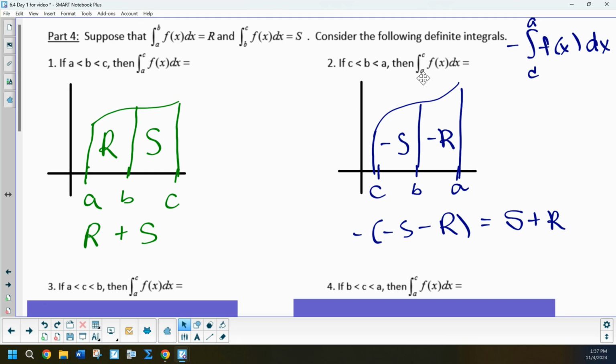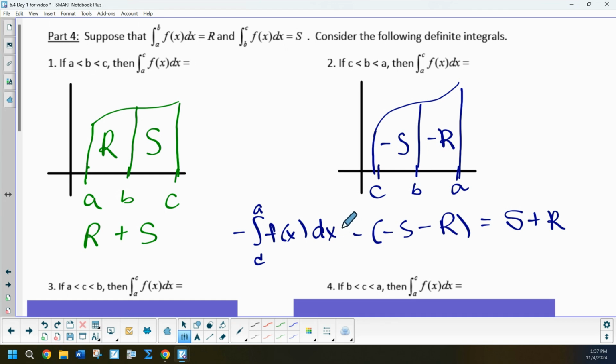But the thing is, we're trying to come up with from A to C, which is actually going from right to left. So in order to figure out A to C, you need to actually think of it like this. You need to think of it as switch it from C to A and make it negative so that we're going from left to right. So if I go from C to A negative, well, then I take the answer that I got originally from these two little areas, adding them together, and then make the whole thing negative, and you get S plus R.